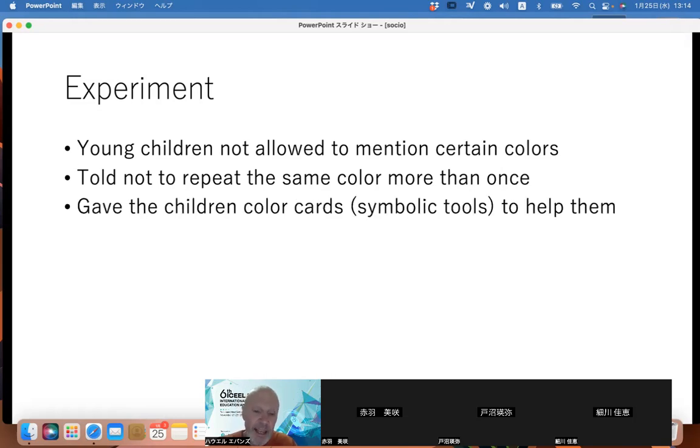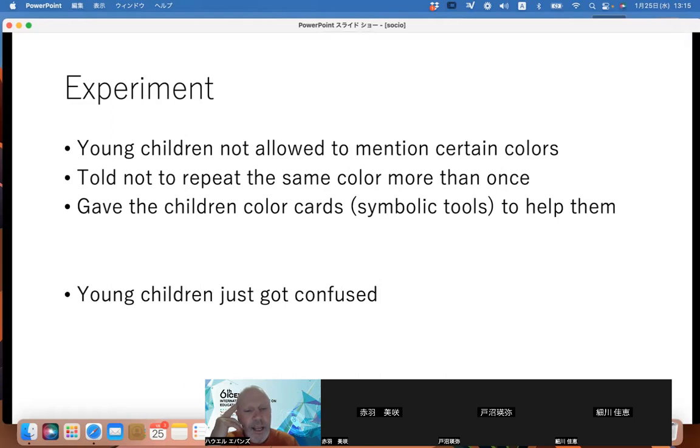And then to play the game, to help the kids, they gave them color cards, and the color cards are symbolic tools. So here's the color. Don't say this color, right? And they give them the cards, and then the kids get on with it, right? And think, can they do it? And very young children just got confused. They couldn't do it at all. Right? They're useless. Didn't matter about the cards, made no difference.